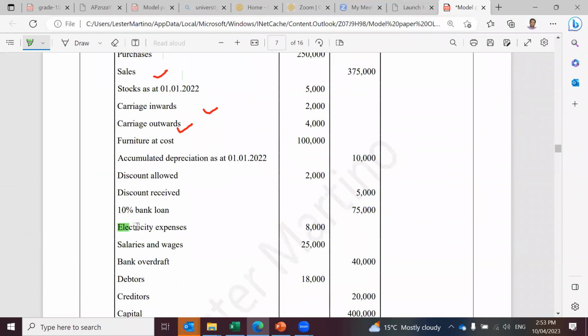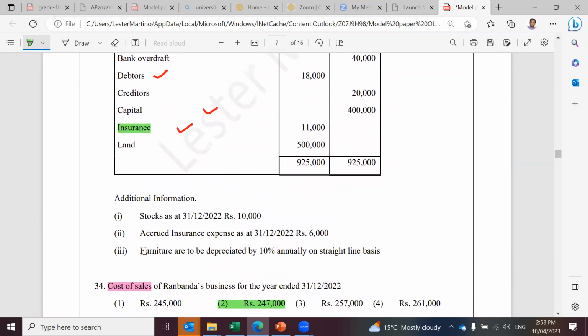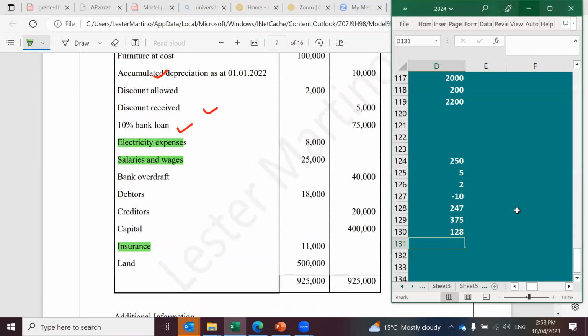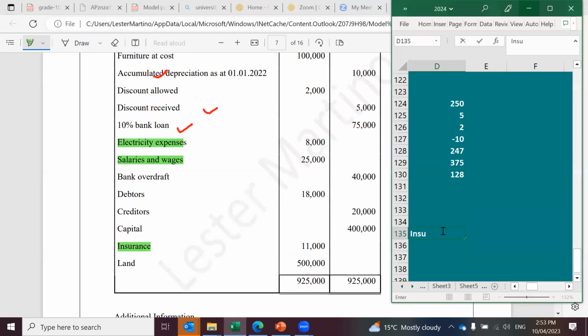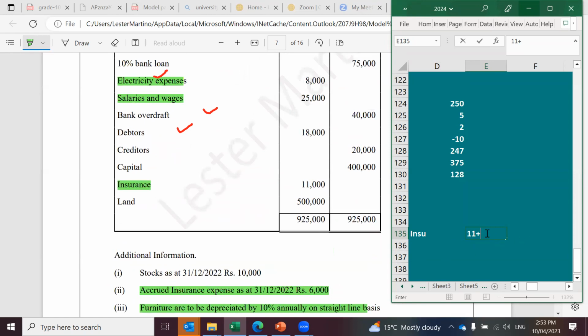Admin expenses, you can take electricity, salaries, insurance. And if you have any depreciation, you need to take that as well. And if you have any accrued insurance, you need to take that as well. Okay, shall we think about it? Insurance 11 plus accrued 6, 11 plus 6, right? So it becomes 17.